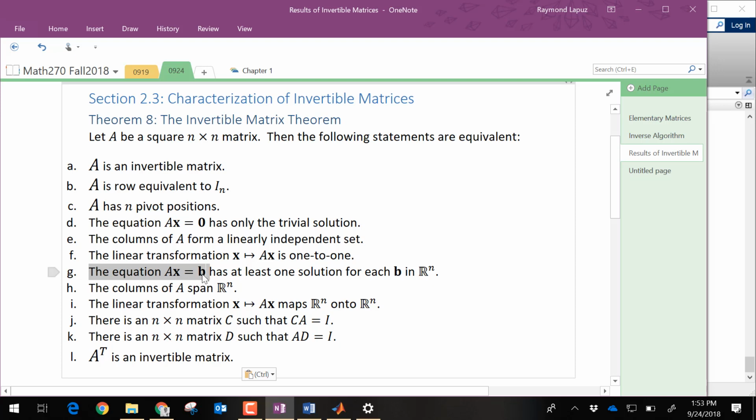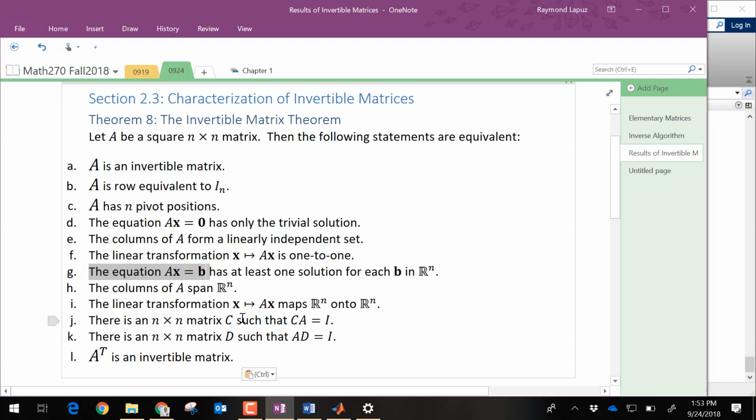The equation AX equals B has at least one solution. The columns of A span all of Rn. So it spans everything in Rn. The linear transformation maps onto, so it's one-to-one and onto.